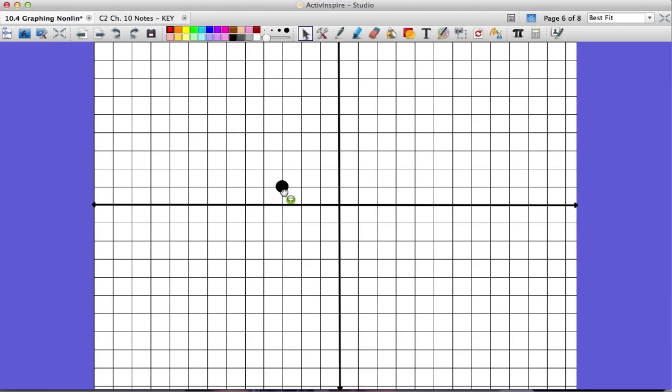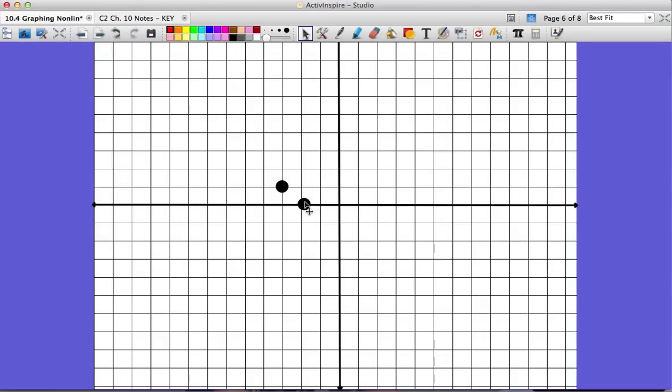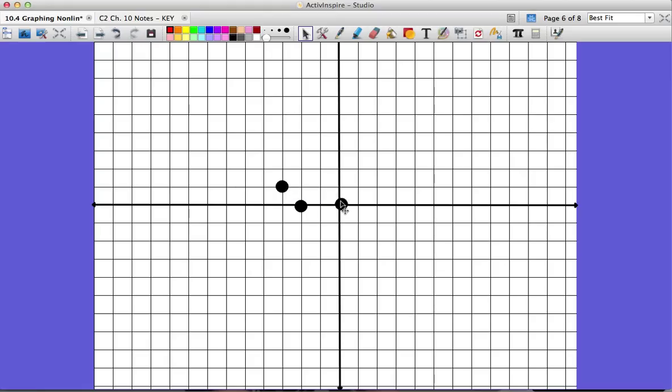Right, so the first one we had was negative 3, 1. And then the next ordered pair that we had was negative 2, 0. So negative 2, and then we don't move off of that x-axis. The next ordered pair was negative 1, negative 1. And then the ordered pair after that was 0, negative 2. After that, you had 1, negative 1. And then 2, 0. And then 3, 1.